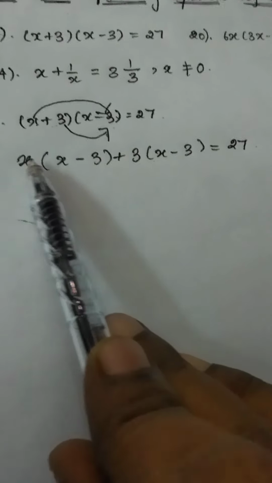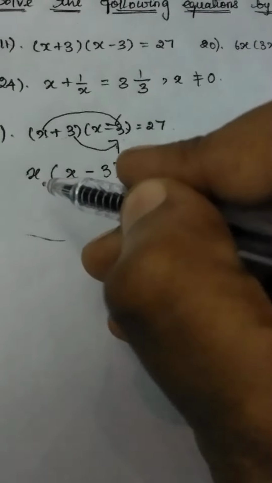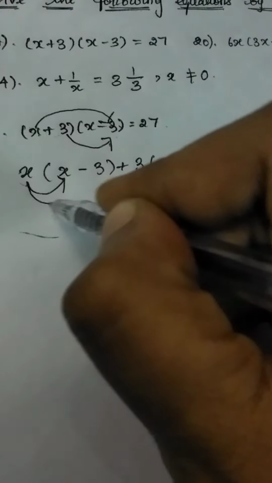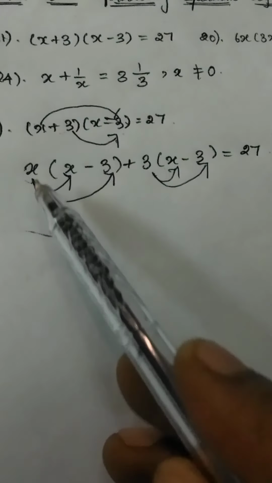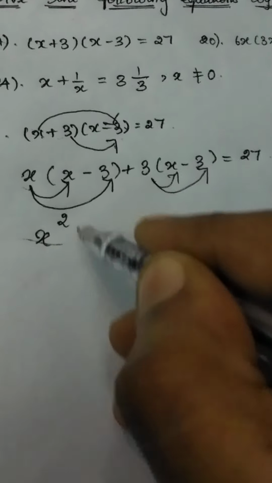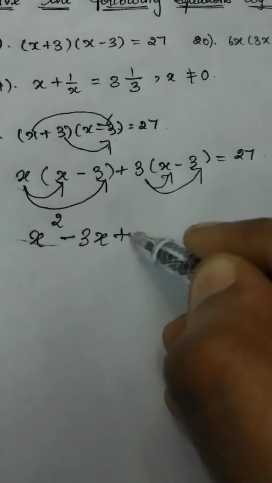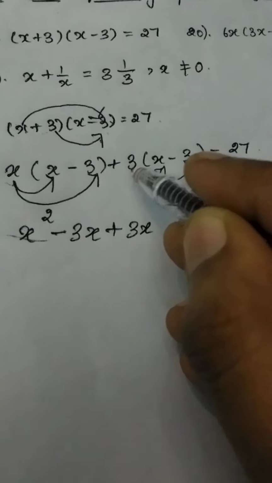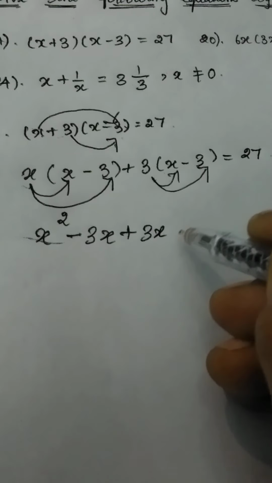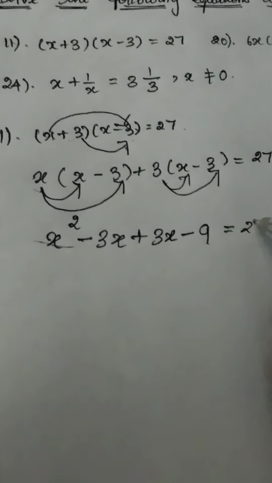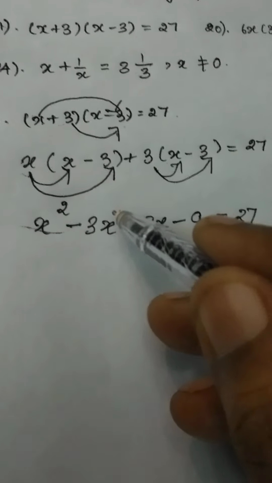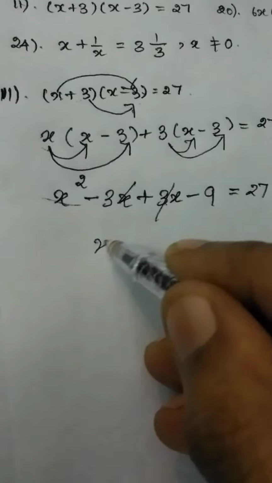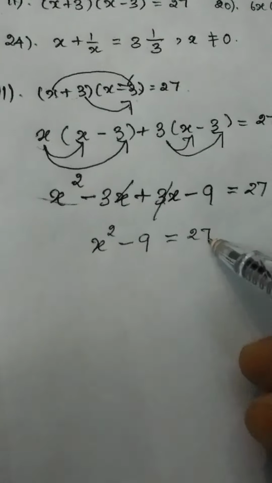After you have written this step, we want to remove the bracket. How can we remove the bracket? Just multiply the number outside with the first term as well as the second term inside the bracket. Similarly, 3 with your first term as well as your second term, right? So x into x is x square, minus 3 into x is 3x. Here 3 into x is 3x, and 3 threes are 9, and here plus into minus gives minus, so minus 9 is equal to 27. Look here, minus 3x and plus 3x: both are the same terms but with alternate signs, so they get cancelled and become 0. The remaining terms are x square minus 9 is equal to 27.